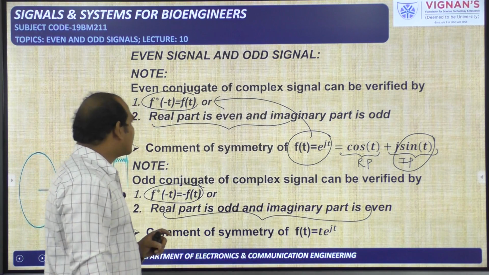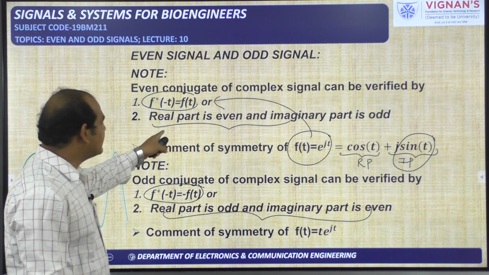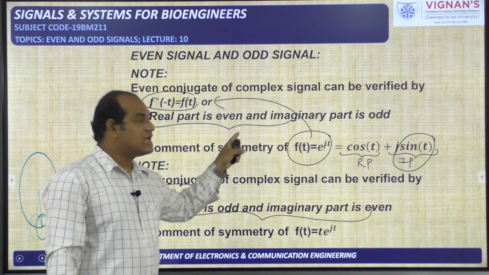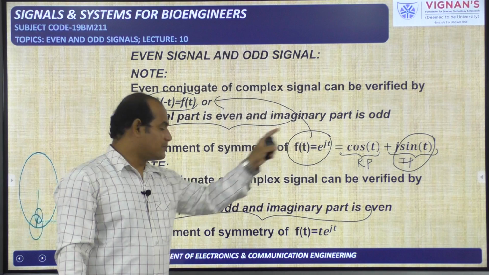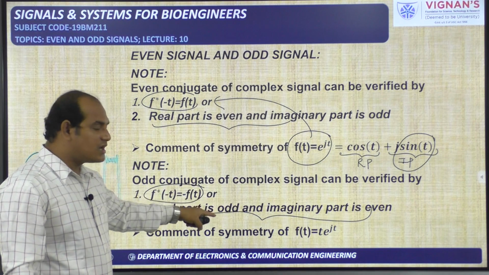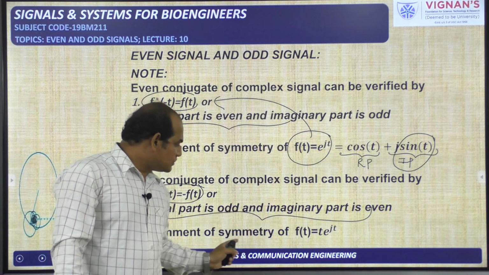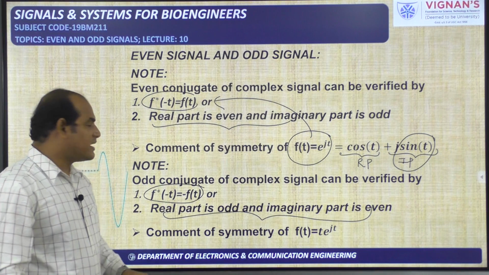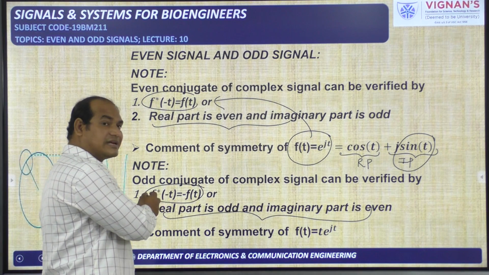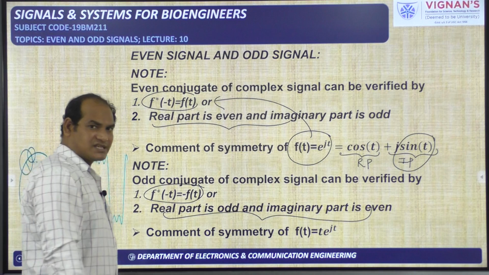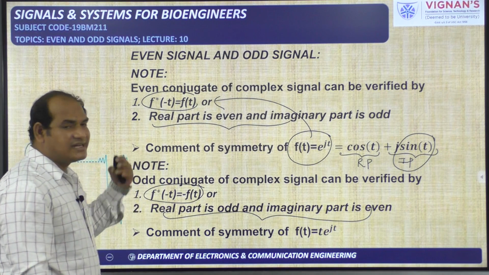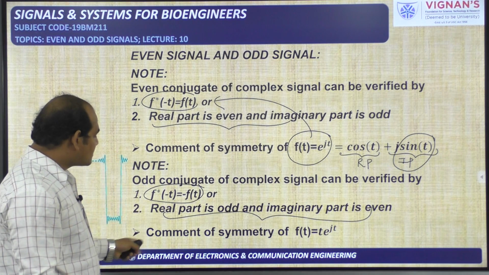In the even symmetry condition, you can observe that the real part is even and the imaginary part is odd. But here the real part is odd and the imaginary part is even. So this problem also we did by using this particular condition, that is f star of minus t is equal to minus f of t. Now we will see using the second condition. So what is the problem?